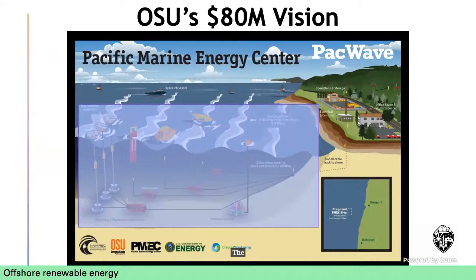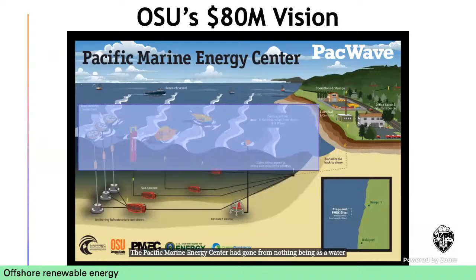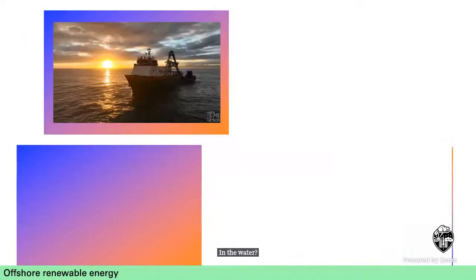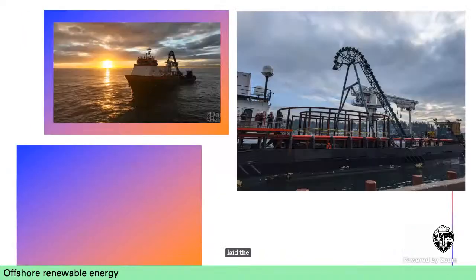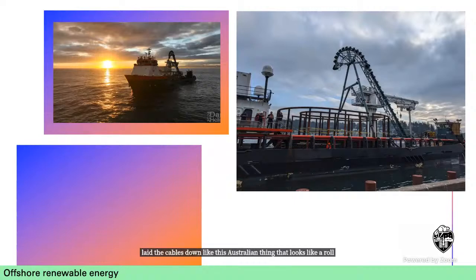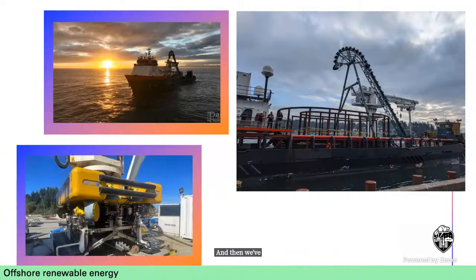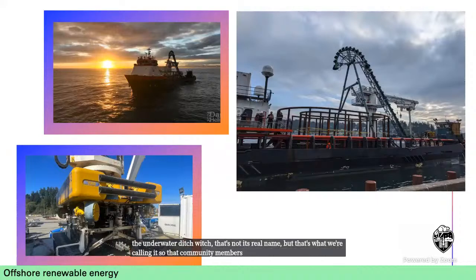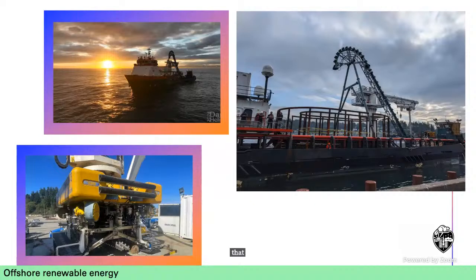The Pacific Marine Energy Center has gone from nothing in the water to now having cables in the water. The HMS Innovator laid the cables down off this giant thing that looks like a roller coaster. And then we've been using the underwater ditch witch. That's not its real name, but that's what we call it so that community members understand it's an ROV on a track that goes back on top to bury the cable.